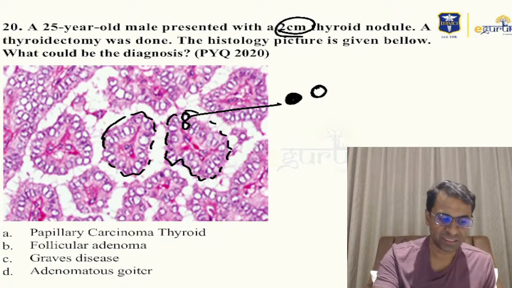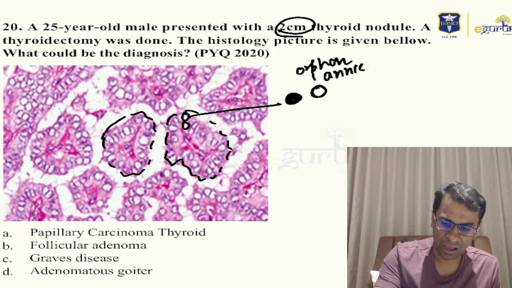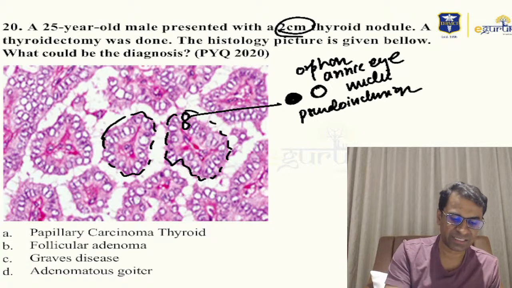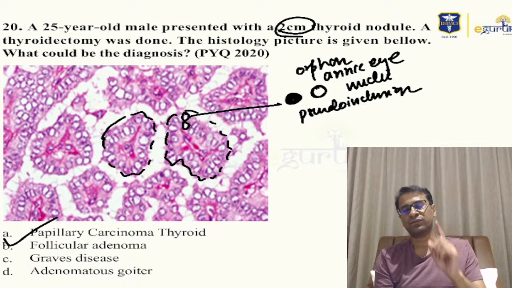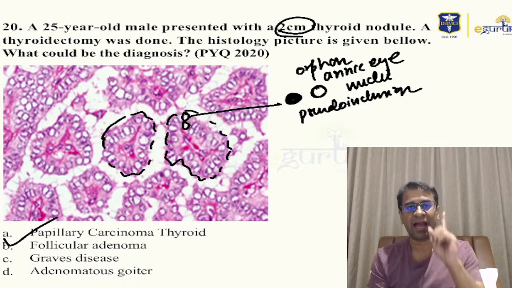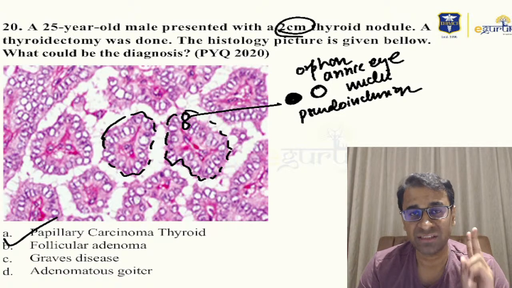The cell is like this. So what is it? It is Orphan Annie nuclei, also called pseudo inclusion. It is seen in papillary carcinoma of thyroid. Remember, papillary carcinoma of thyroid occurs in young age. It has a solitary nodule, and what should you remember? It is due to radiation therapy.